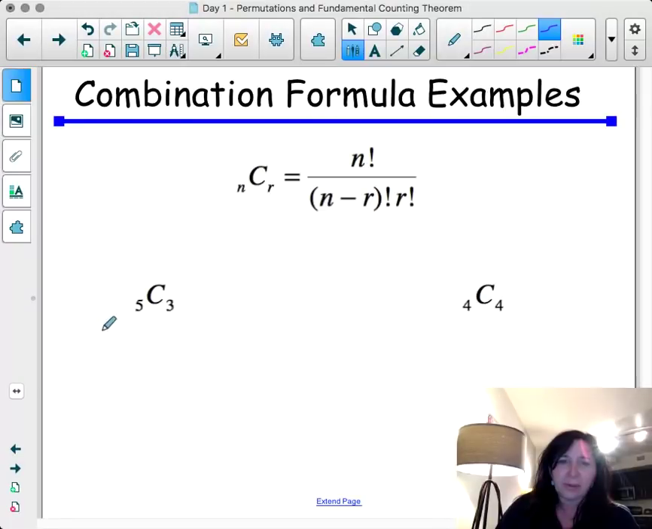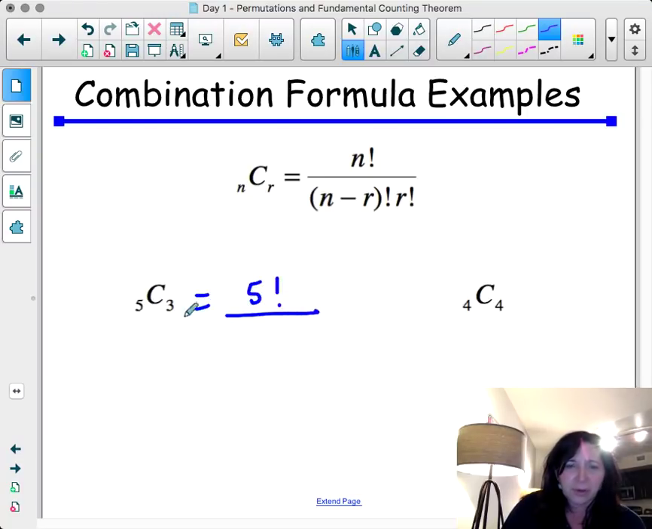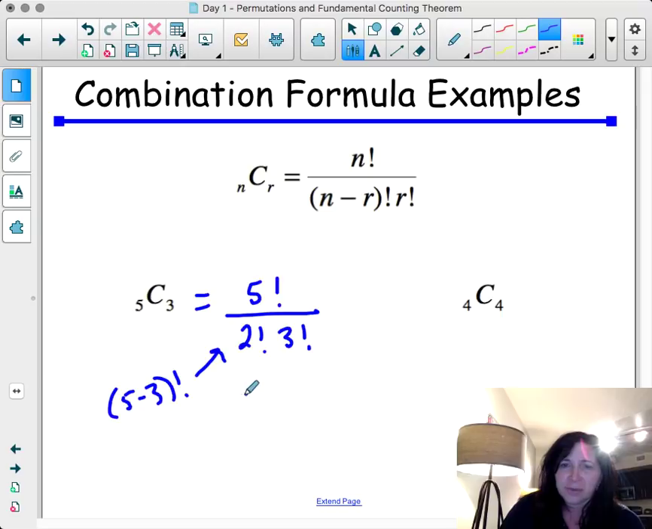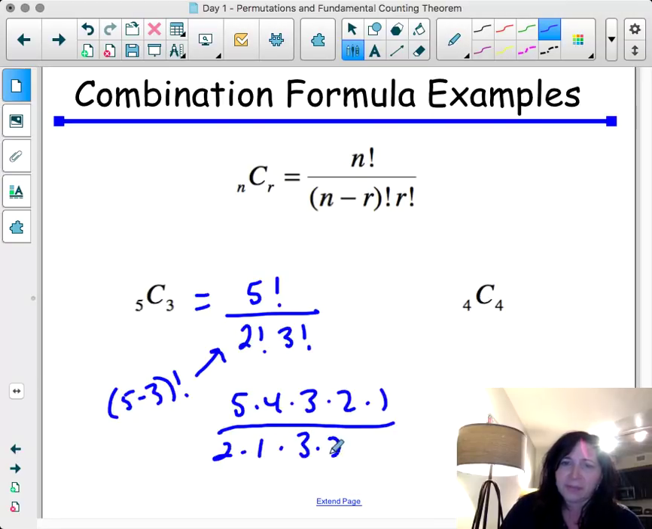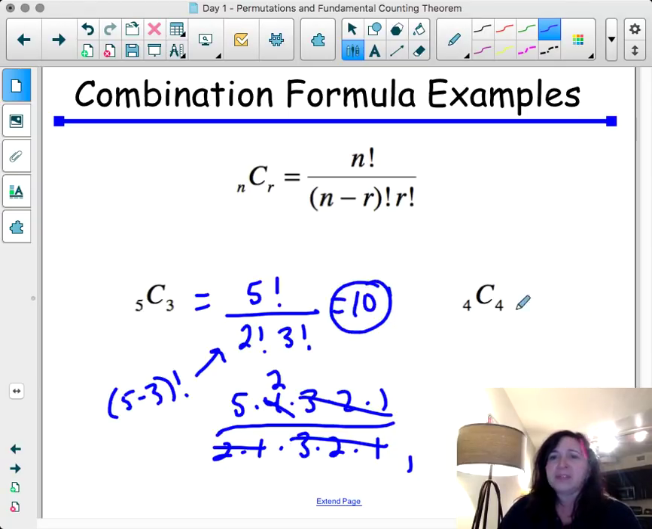So again, here's our number. We just did this one, 5 combinations of 3. Let's see if you can remember the formula. It's going to be 5 factorial over 5 minus 3, so this is 5 minus 3 factorial, which is 2 factorial. And then the 3 is the leftover, so that's 3. So you've got 5 times 4 times 3 times 2 times 1 over 2 times 1, that's your 2 factorial, times 3 times 2 times 1. These are going to cancel and make 1. 2 is going to divide into 4 and make 2. 5 times 2 is 10.